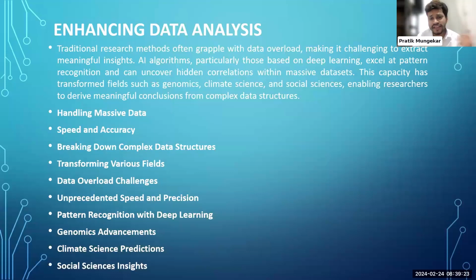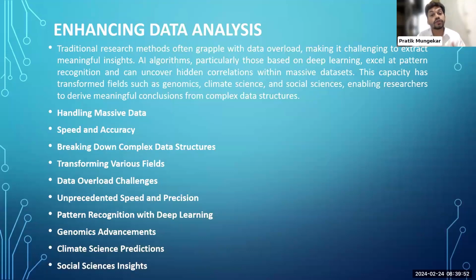Then climate science predictions. So in climate science, AI is a game changer. Climate data is extensive and dynamic, covering a range of variables. So AI models can process this information, discern patterns in temperature changes, precipitation, and atmospheric conditions, contributing to more accurate climate predictions. So this is crucial for understanding and mitigating the impact of climate change.